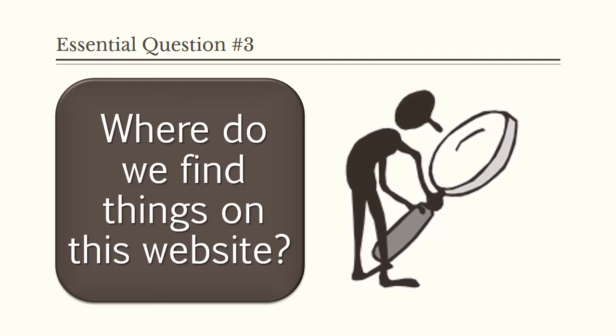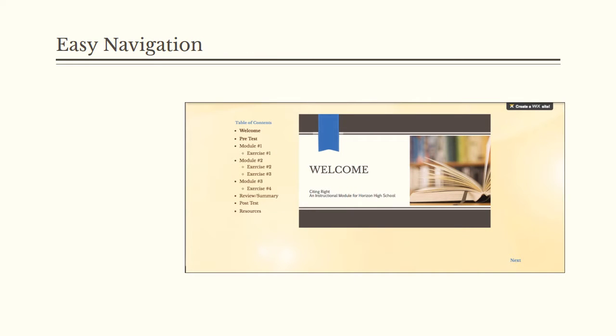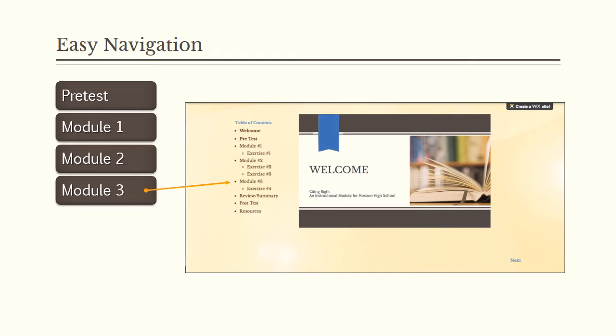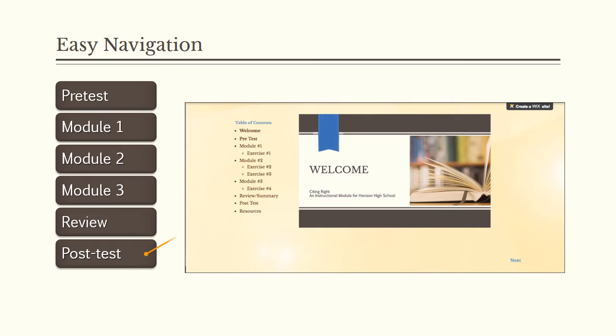Essential question number three is, where can we find things on this website? The website's table of contents provides easy navigation to each section of the lesson. Pretest, Module 1, Module 2, Module 3, the review, the post-test, and references are clearly labeled.